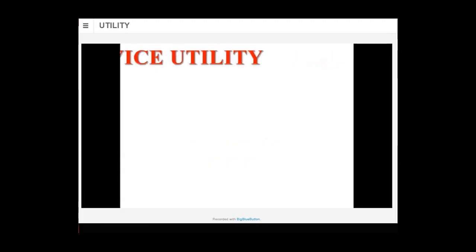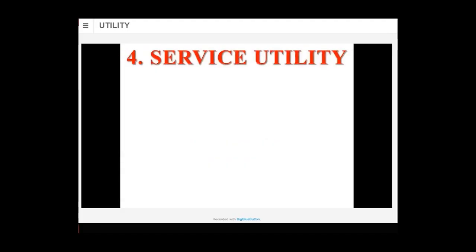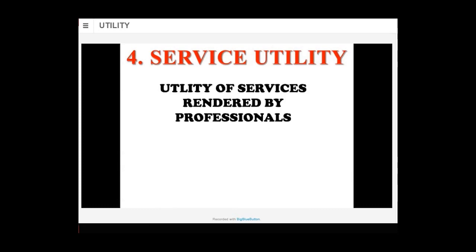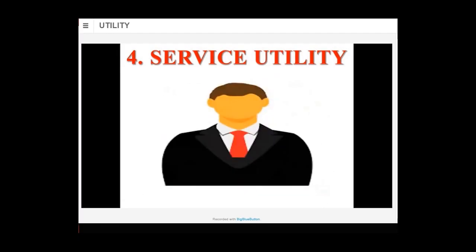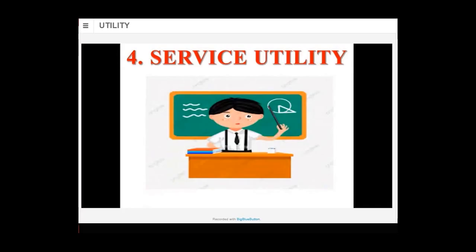Service utility. Utility of the professionals like doctors, lawyers, teachers, etc. can satisfy our wants and they will have utility, and that utility is service utility.